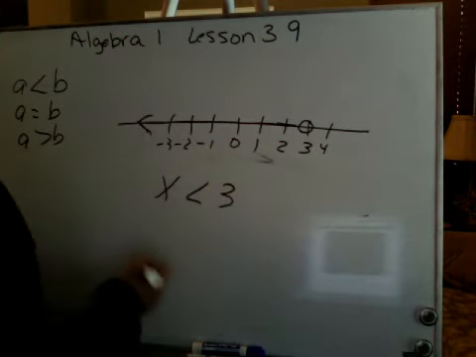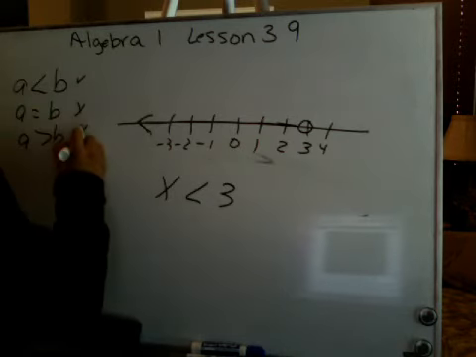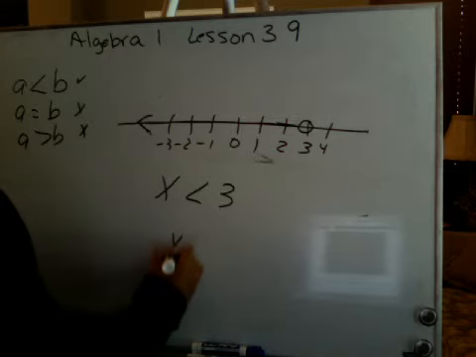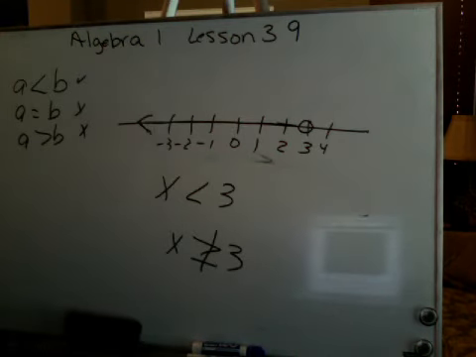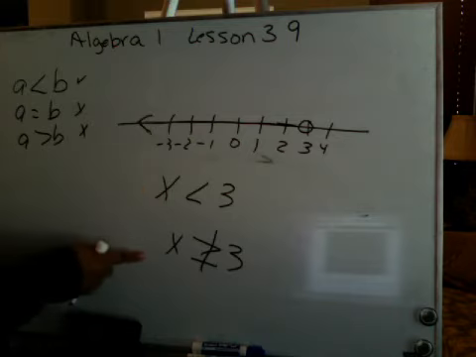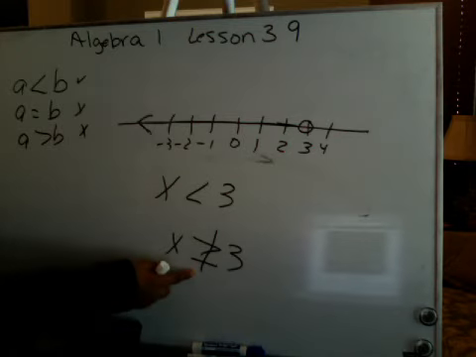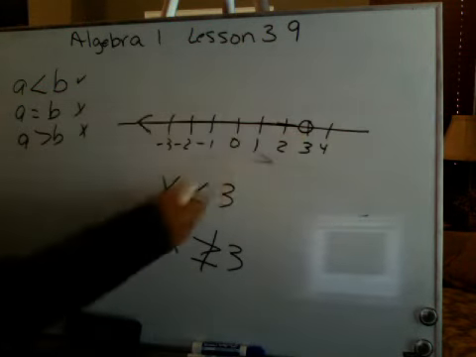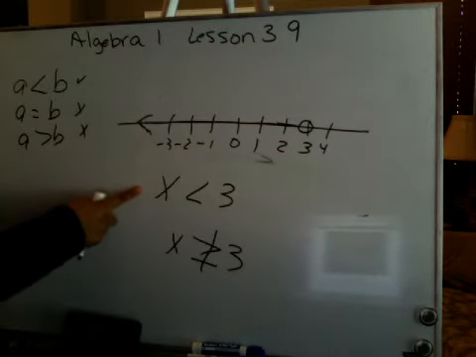So the inequality is x less than 3. To change this to a negated one, say x is not greater than or equal to 3. So this is the inequality for this graph, and this is the negated inequality. We're saying x is not greater than or equal to 3, because x is less than 3. So we start off by writing the inequality of this graph.